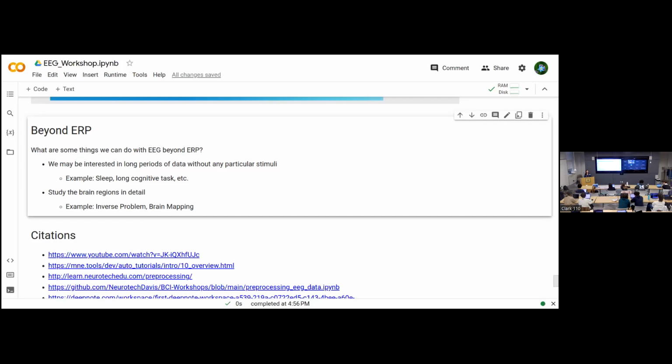So for example, detecting focus. And focus is not like a spiky event that we're looking for. Instead, it's a long period of data. And also recognizing patterns that have to do with sleep versus a wake state. All those can be not corresponding to a very specific event.